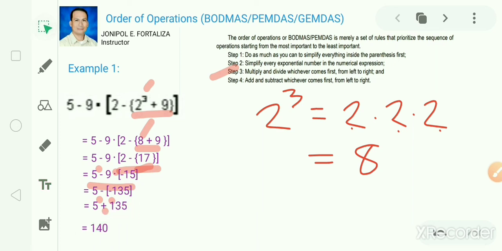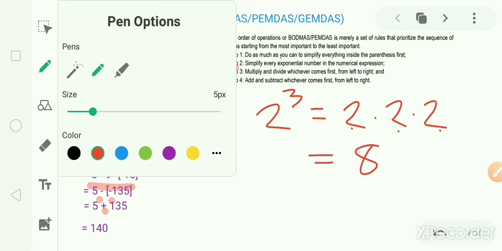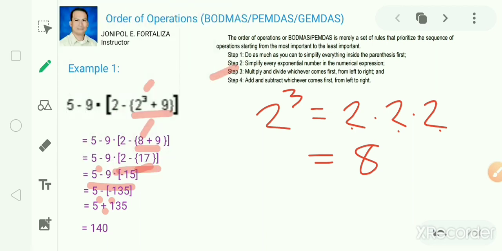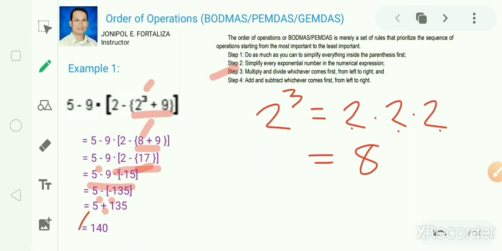Okay, so I hope you understand this tutorial video. So that's our solution. 140 is the value of the given expression.